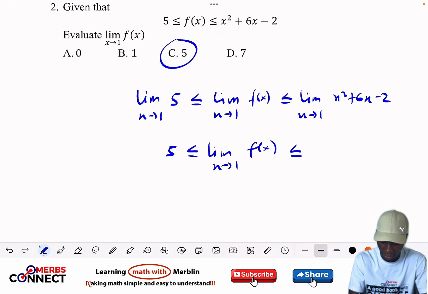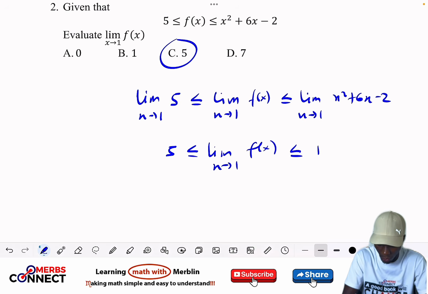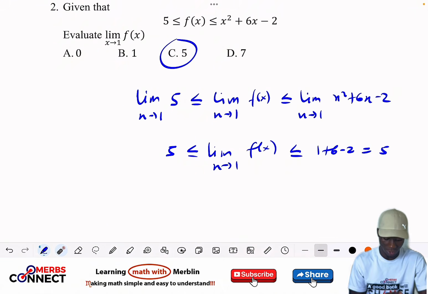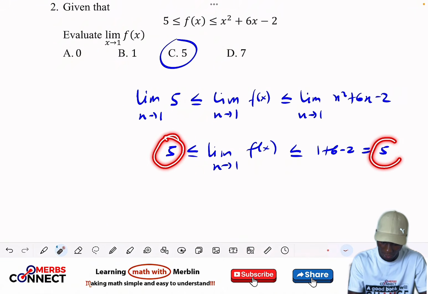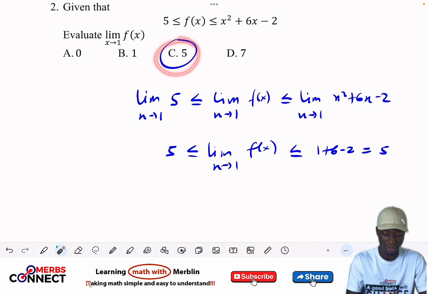And then here, since the function is a polynomial function, we plug in 1 and have 1 plus 6 minus 2, and this is equal to 5. So this is what we are going to get. The left and the right are the same, so we are going to have this one to be 5.